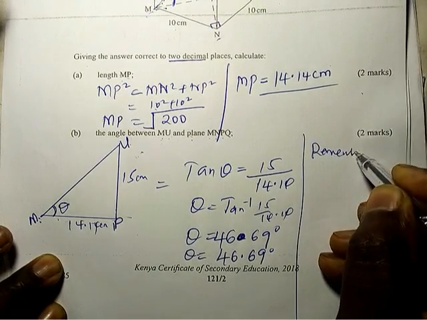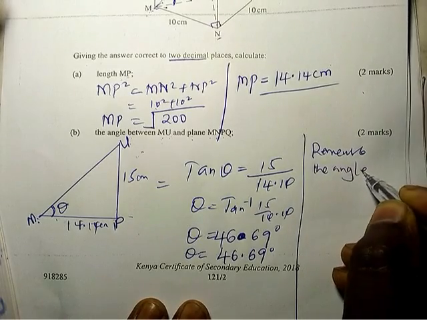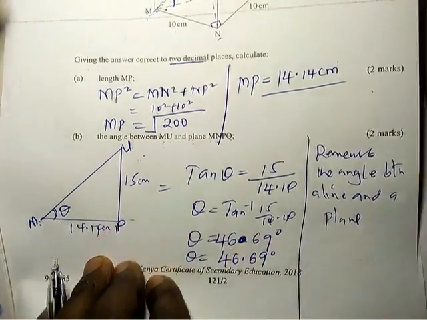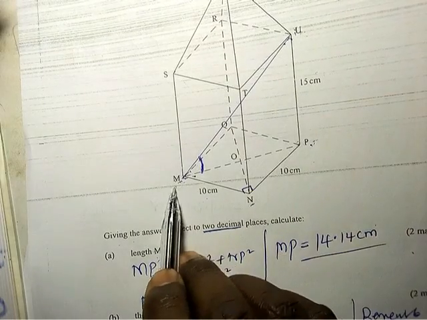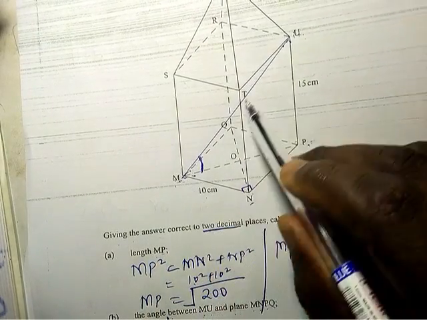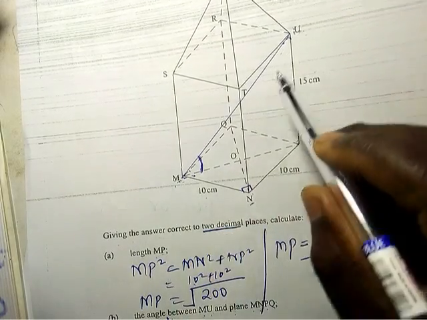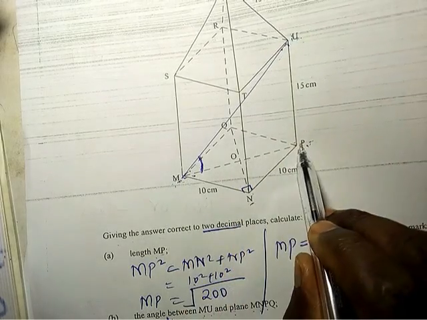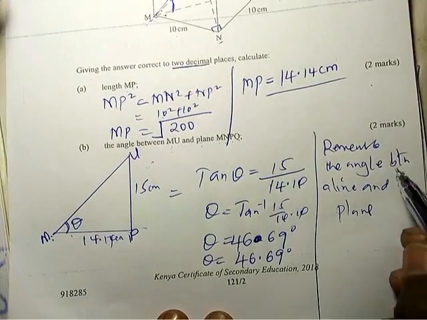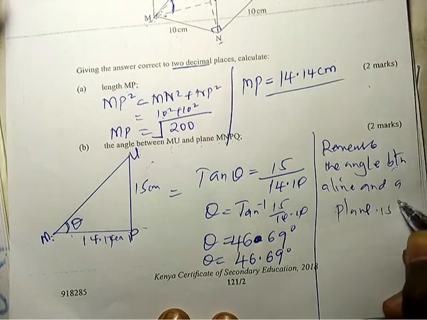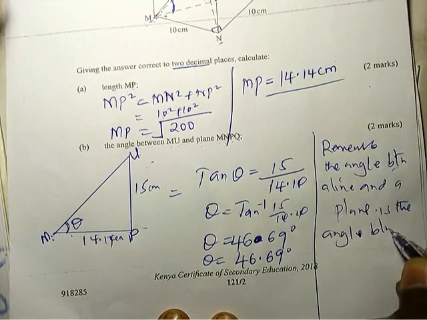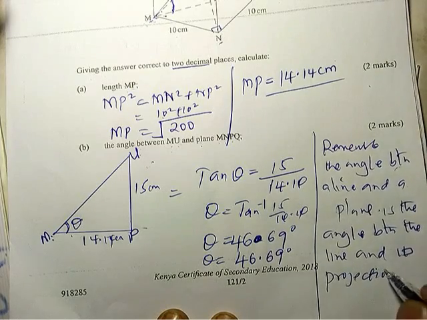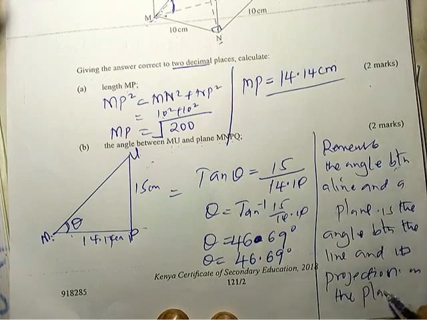Remember that the angle between a line and a plane, the angle between the line MU and the plane MNPQ, is the angle between the line and its projection. The projection of MU, its shadow if light is shone from here, will fall here on MP. So it is the angle between the line and its projection, the place where it lies on that plane. Projection is its shadow on the plane. Remember that.